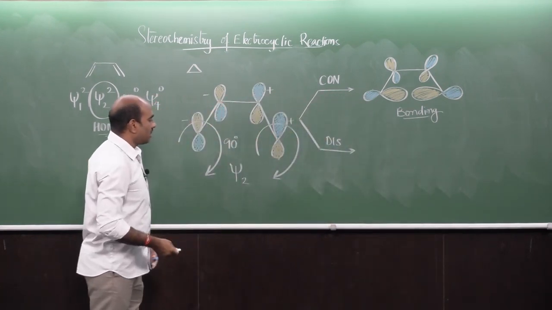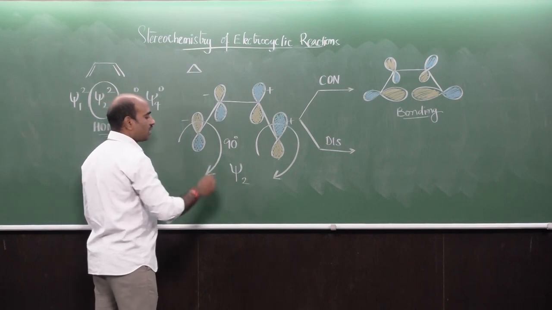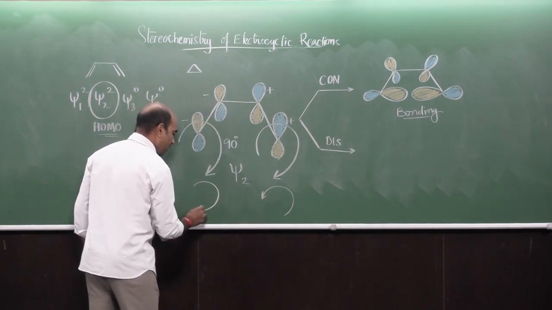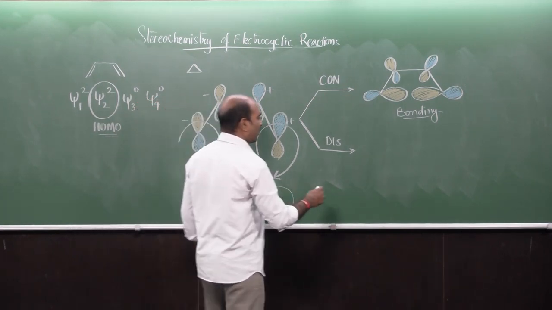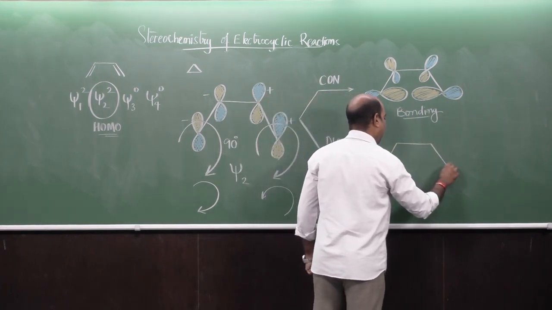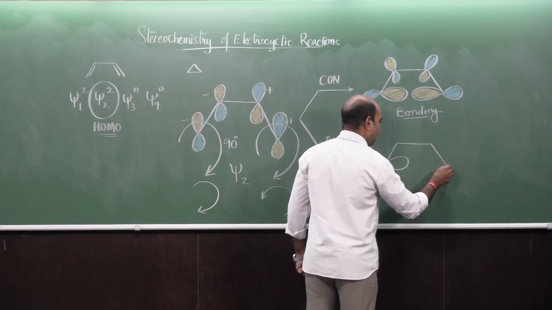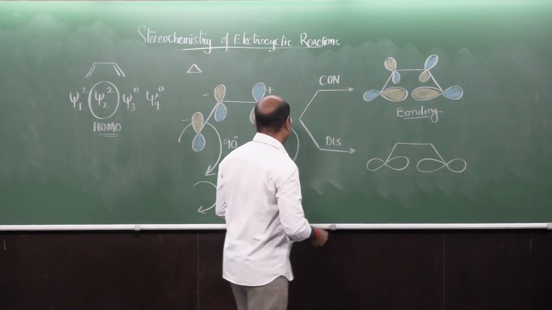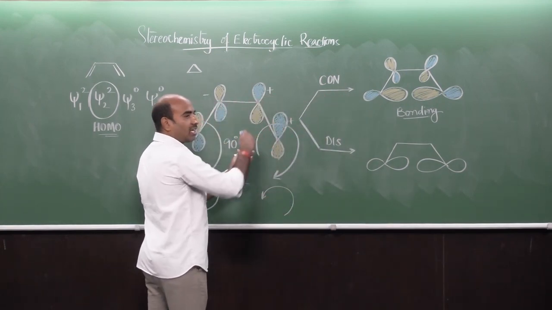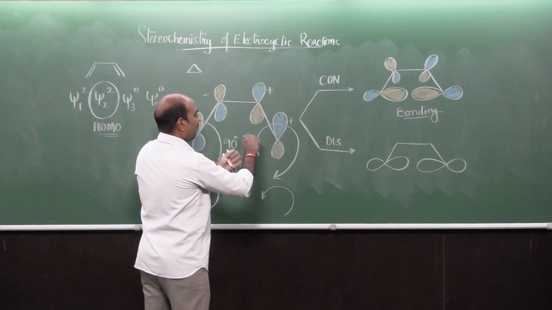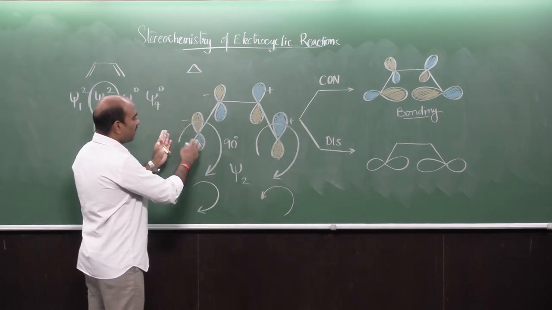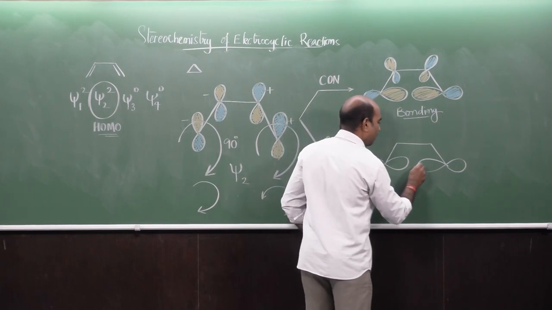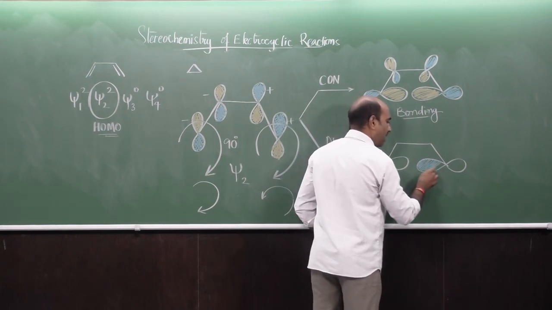So if I rotate this by dis mode, that means one is clockwise rotation and the other is anti-clockwise rotation. So this is dis mode. What is happening here? Let us concentrate on the terminal carbon atoms only. If I am rotating this in the anti-clockwise direction, this positive wave function is coming over here, and on rotating this in the clockwise direction, this negative wave function is coming over here, right? You can clearly understand with the different colors.